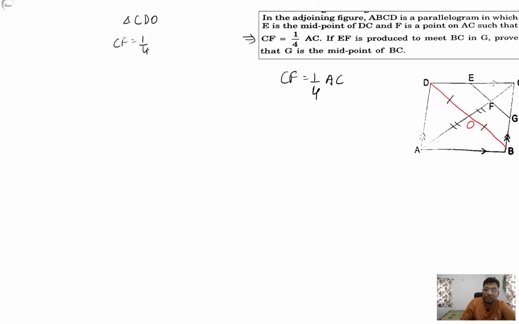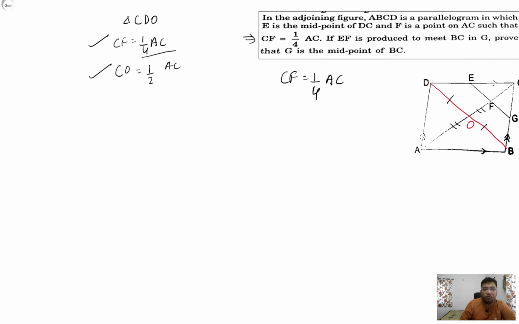The question says that. But I also know that CO is equal to 1 by 2 of AC, because CO is one part of the diagonal. Which diagonal? AC. We also know that O is the midpoint, the diagonals bisect each other. Therefore, I can easily say that CO is equal to half of AC. What is half of half? It's 1 by 4.